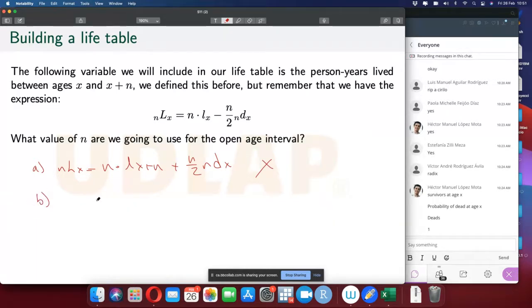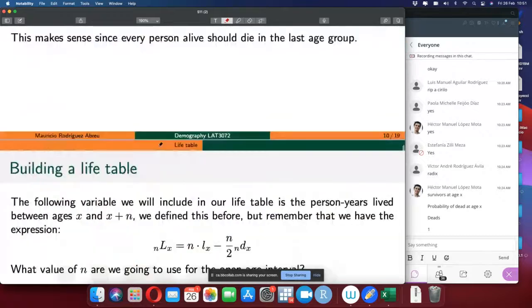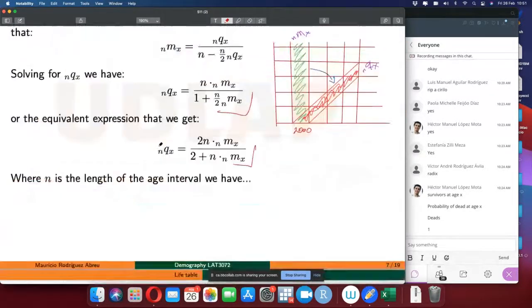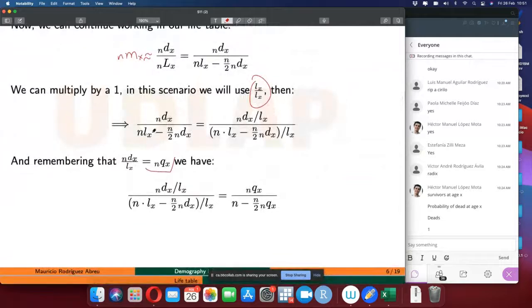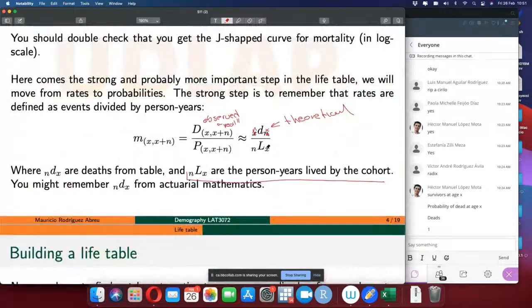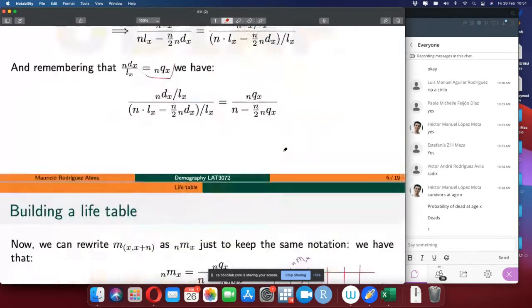What other option do I have? Let me go back here. No, these are the expressions that I just used. No. Look, I have this, and here I don't need the value of n. So this is actually the one that we're going to use.